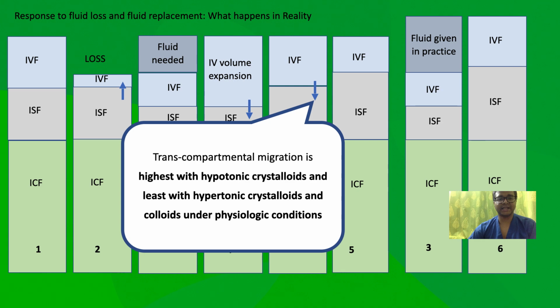But for now, we shall talk about one thing: this transcompartmental migration of fluids from the intravascular compartment to the interstitial compartment is maximum with hypotonic crystalloids and least with hypertonic crystalloids and colloids. So for all practical purposes, hypotonic crystalloids like 5% dextrose are not given as resuscitation fluids because they will not stay in the intravascular compartment, they will transmigrate.